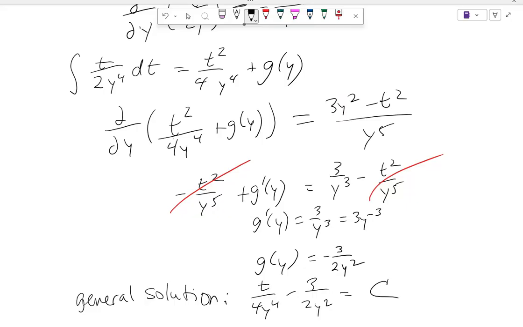Is it t squared over 4y to the fourth? It is. I just didn't write it. Thank you. Val even said t squared. I just literally didn't write it.